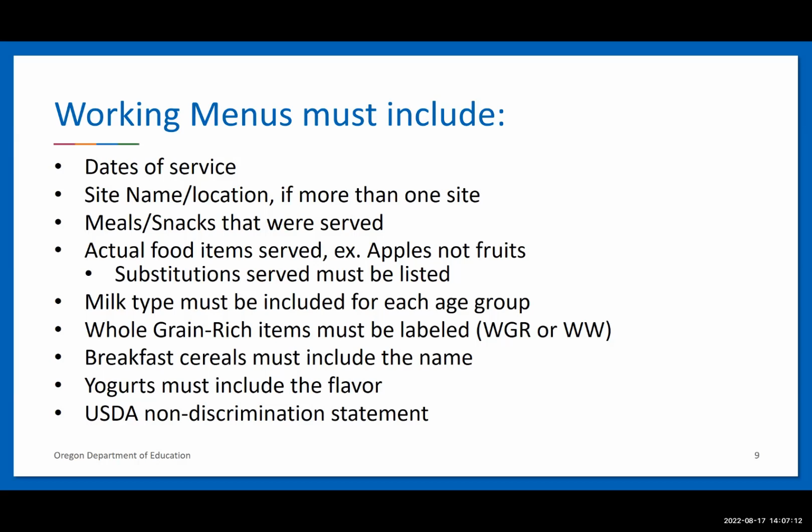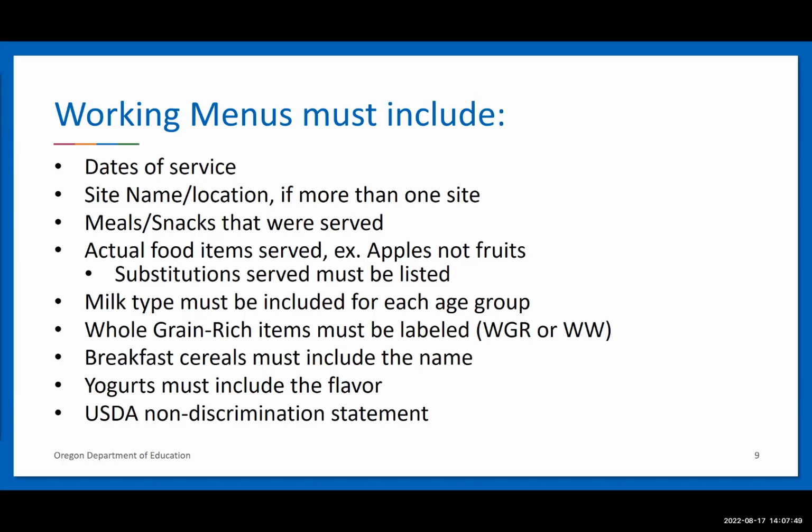This can include substitutions for one participant. For example, you might have one child who received soy milk instead of cow's milk. Or this can include substitutions for the whole meal service. For example, you might have apples planned for the menu, but supply issues meant that kitchen staff substituted canned peaches instead. In this case, the working menu must list peaches instead of apples.